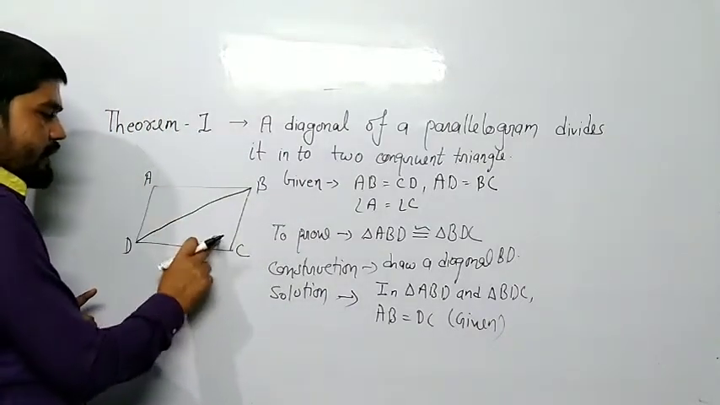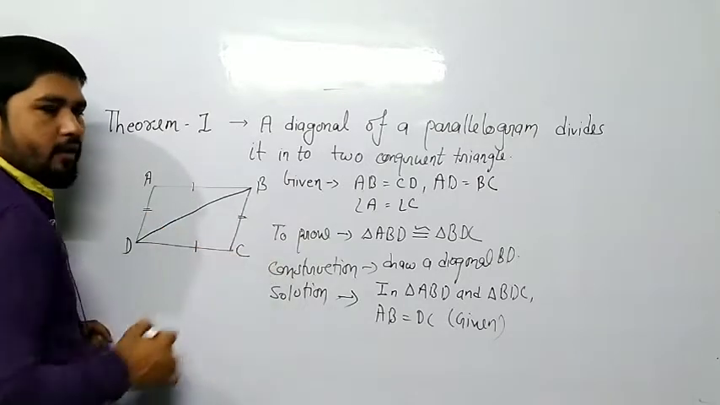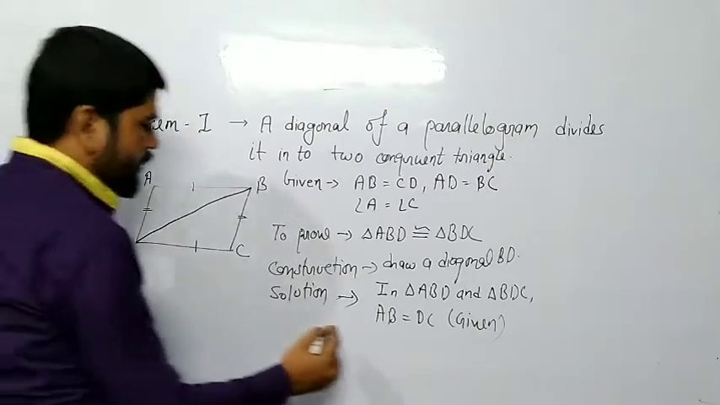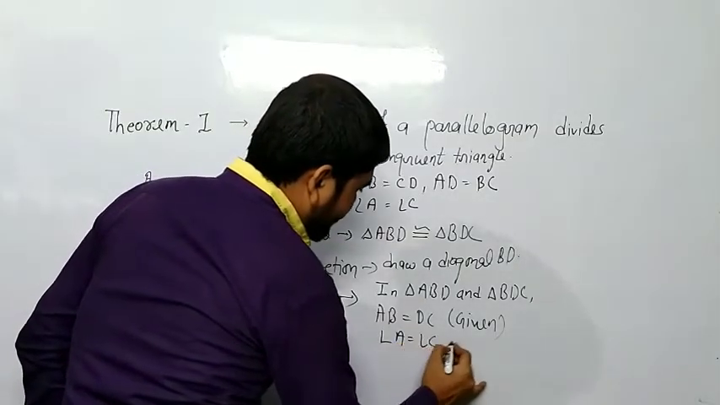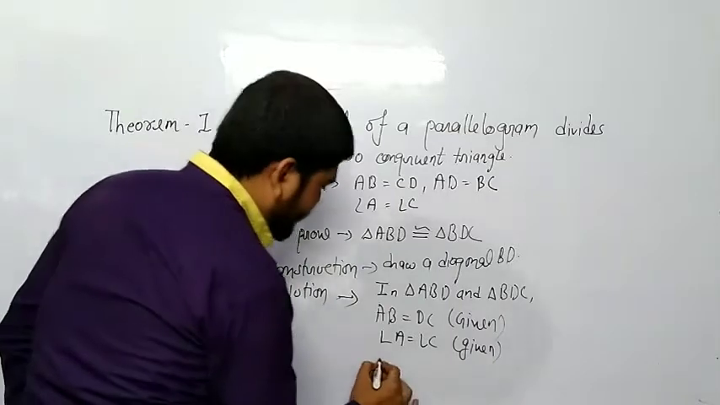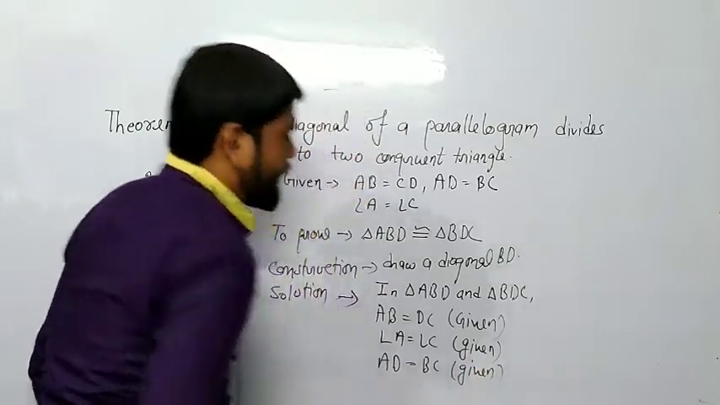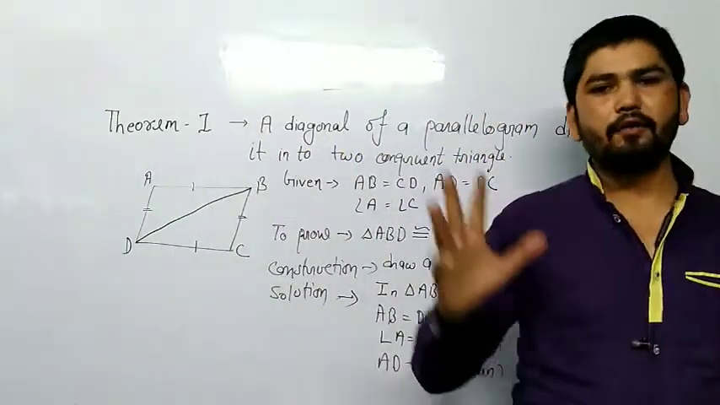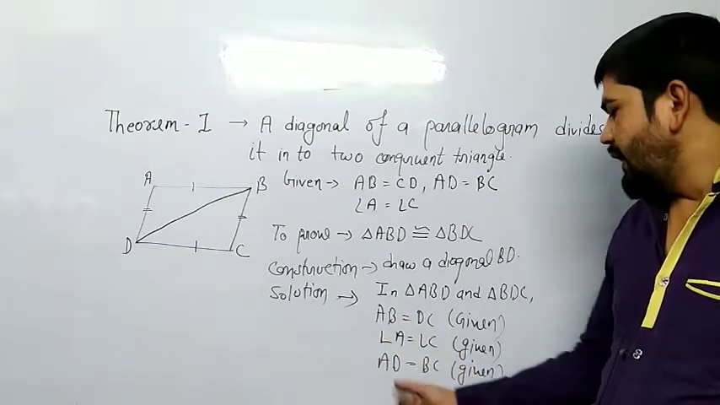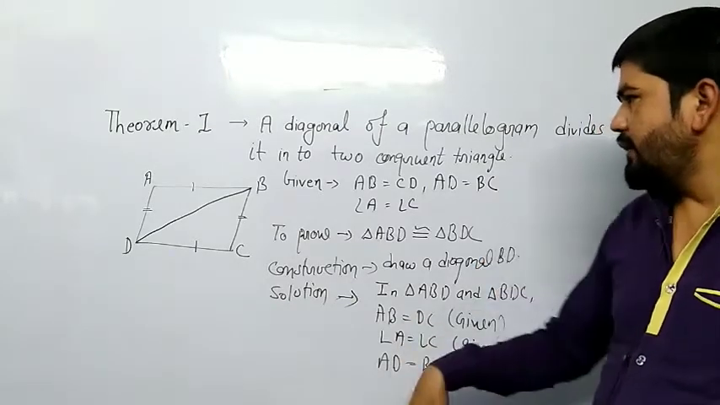And angle A is equal to angle C. It means this side is equal to this one, and this is equal to this one, because these are the opposite sides of a parallelogram. So they will be equal. So angle A is equal to angle C. It is also given. And AD is equal to BC. It is also given. So for congruency we need three properties. So we have found three properties: AB is equal to DC given, angle A is equal to angle C given, and AD is equal to BC also given. Okay.